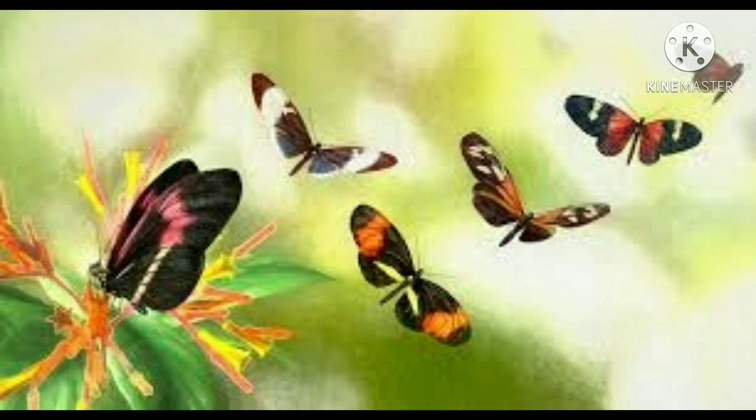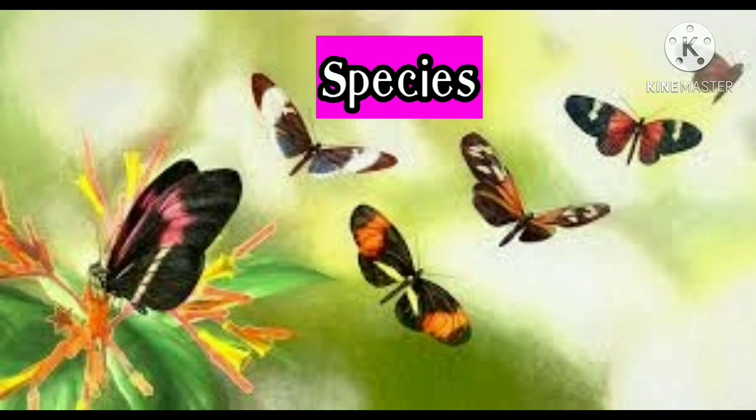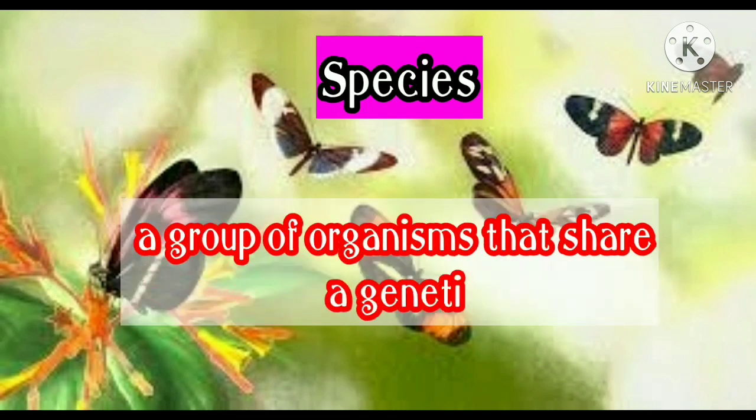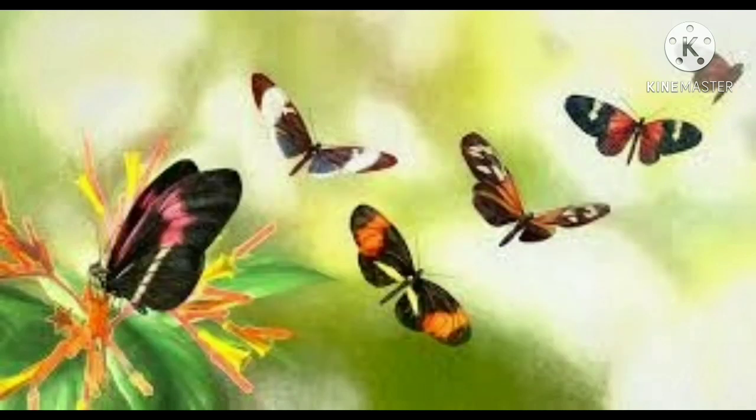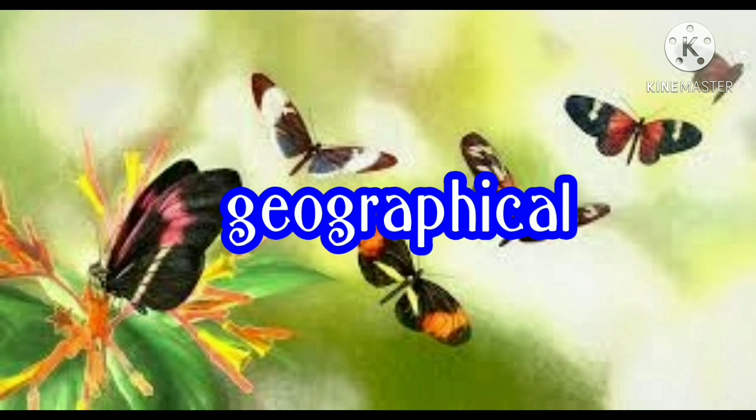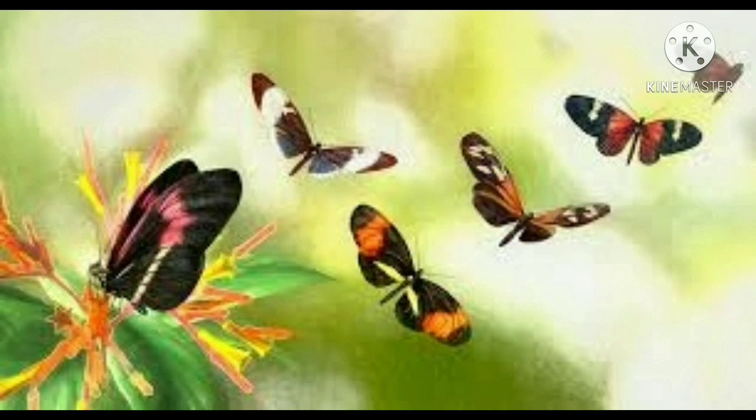Let's proceed to the last topic, which is the species. A species is a group of organisms that share a genetic heritage, are able to interbreed, and to create offspring that are also fertile. Different species are separated from each other by reproductive barriers. These barriers can be geographical, such as a mountain range separating two populations, or genetic barriers that do not allow for reproduction between the two populations.